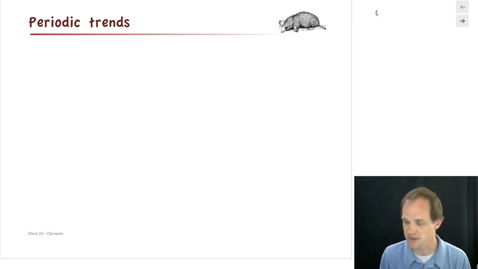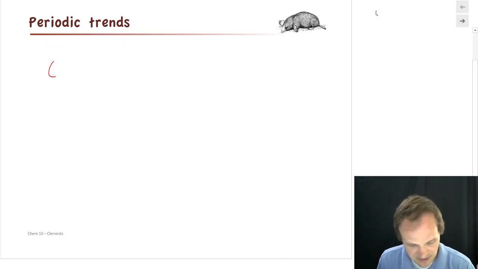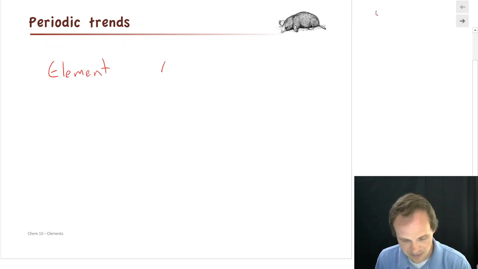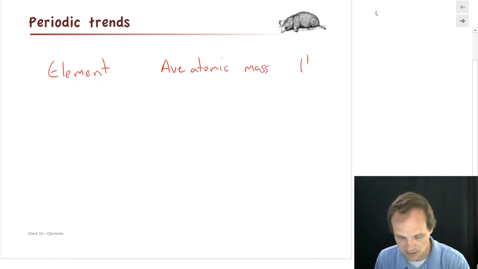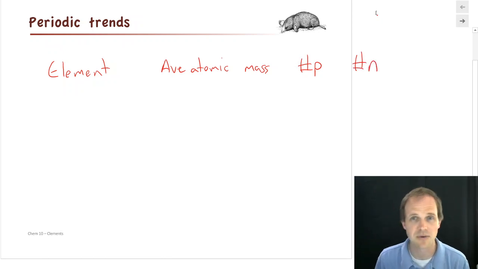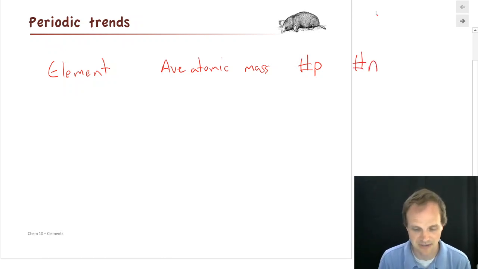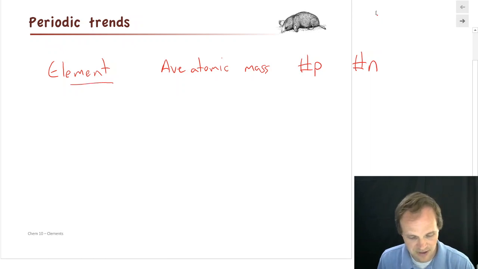So the first thing we're going to do is look at some periodic trends, and we're just going to make a list of some elements on the periodic table. So we've got our element, the average atomic mass, the number of protons, and the most common number of neutrons. And we'll talk in just a second about how we figure that out. We start at the very beginning of the periodic table.